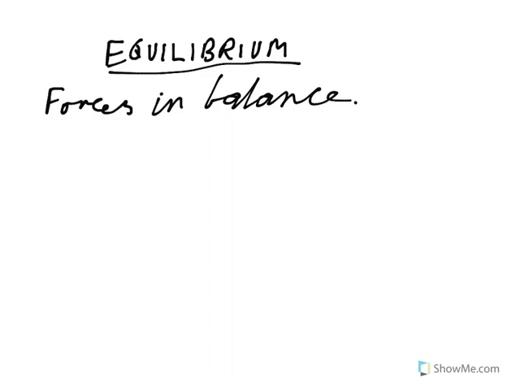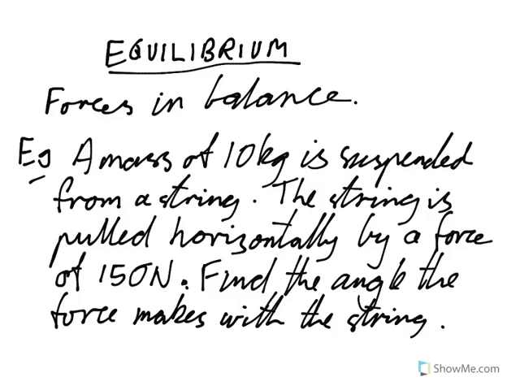Alright, so let's have a look at some examples. Here's our example. A mass of 10 kilos is suspended from a string. The string is pulled horizontally by a force of 150 Newton. Find the angle the force makes with the string. So we've got to figure out what that looks like.